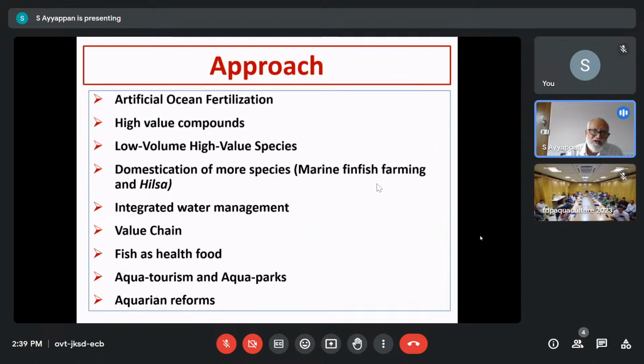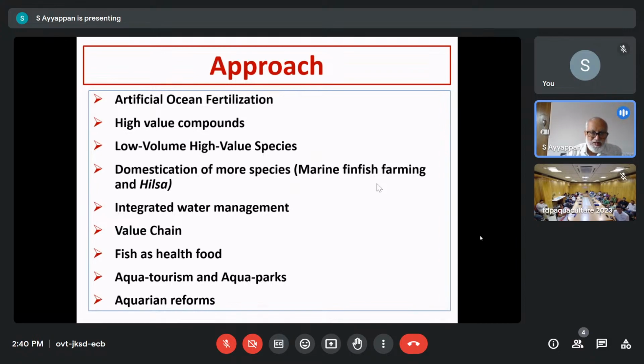Now we are also talking of possible ocean fertilization, high value compounds, low volume, high value species, more species, including hilsa. You would be very happy to know this was a challenge, and over the last 8 years, hilsa has been domesticated, bred, reared, and the broodstock again raised, and then the whole cycle is completed. And these anadromous fish and migratory fish, it was a challenge for all of us, and then the whole country and along with Bangladesh, these are the two countries that are associated.